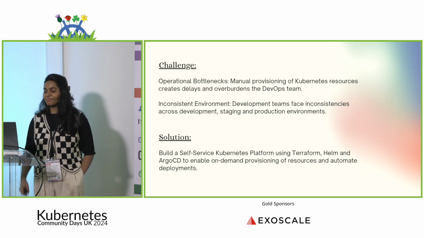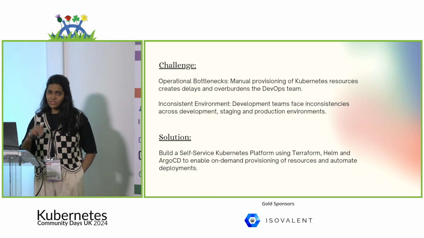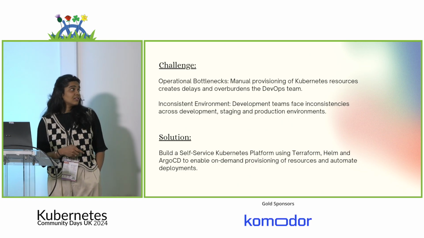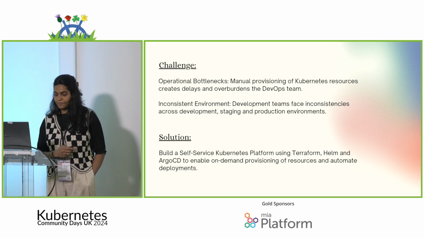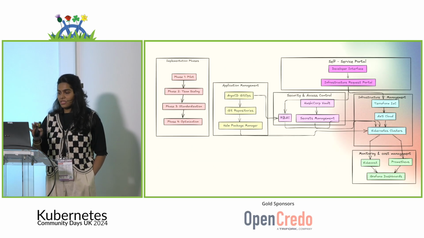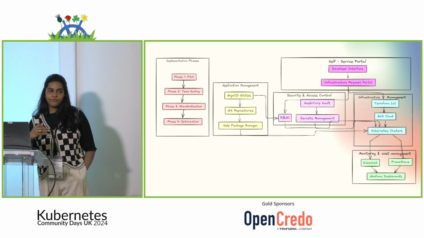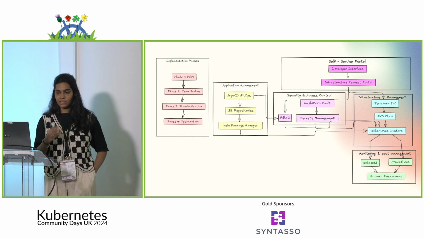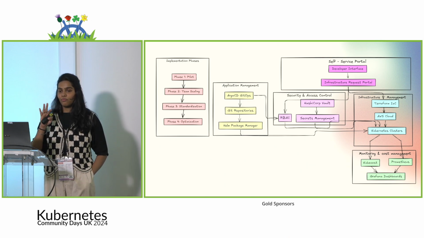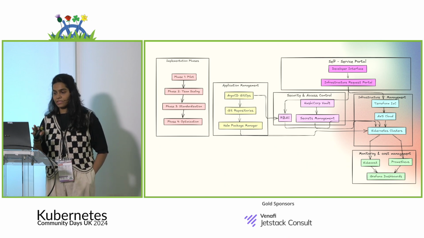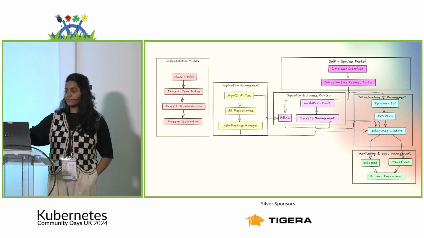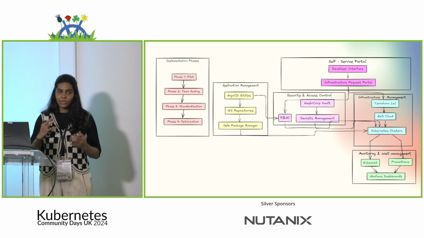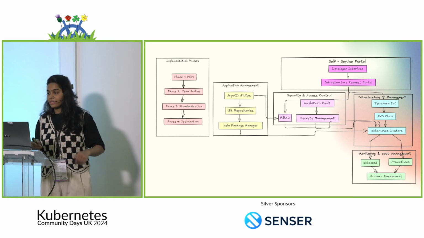Then the development teams face inconsistencies across all the environments. So the solution is building a self-service Kubernetes platform. So this is an architecture that I've made, if we are trying to implement the solution that I'm giving at Ticketmaster. So there are 4 phases when the platform is built. We'll get into that later, but the self-service portal, how it will look is, there will be a UI with which the developers will be interacting.